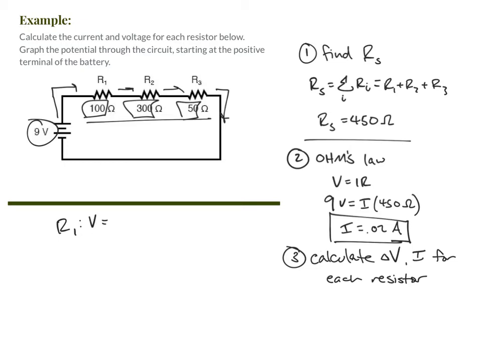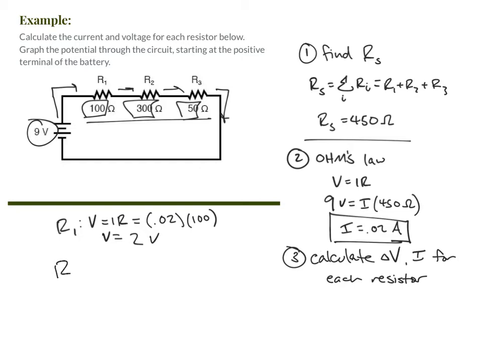So we know V equals IR. Current is 0.02. R is 100. So the voltage equals 2 volts. That's how much potential drops over that resistor. That is all of those electrons losing enough potential energy corresponding to a voltage of 2 volts.